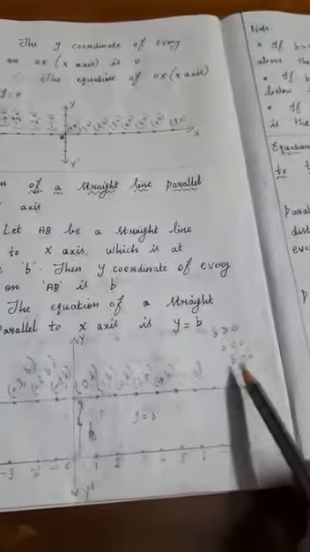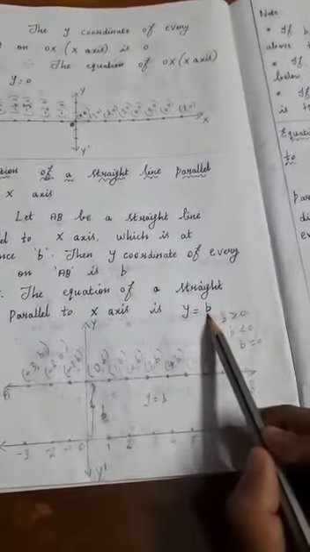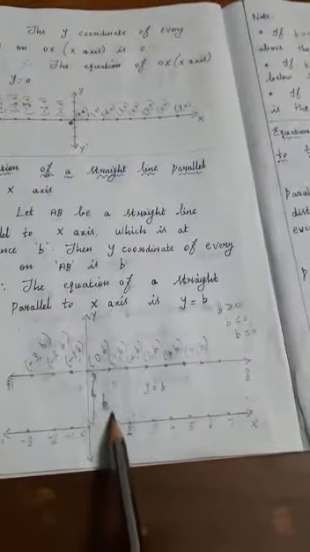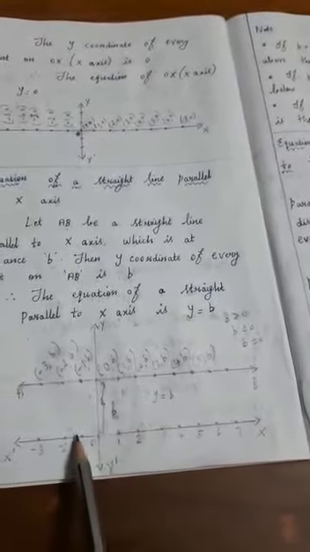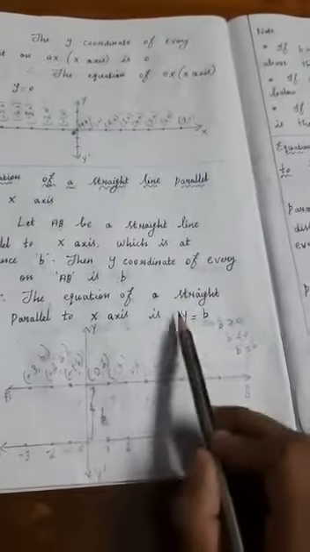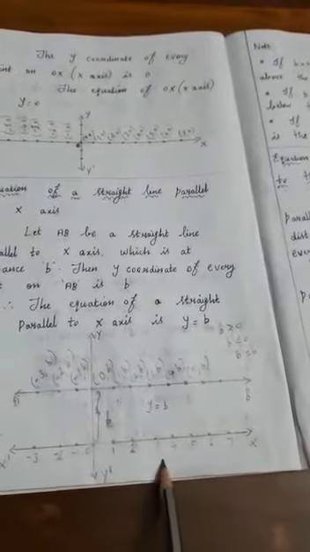For example, b is equal to 0. If the y coordinate distance is 0, how will you plot these points? 0 comma 0, 1 comma 0, 2 comma 0, 3 comma 0, here minus 1 comma 0, minus 2 comma 0. If the y coordinate of every point is 0, then all the points lie on the x-axis line itself. Okay, that condition only they have given.